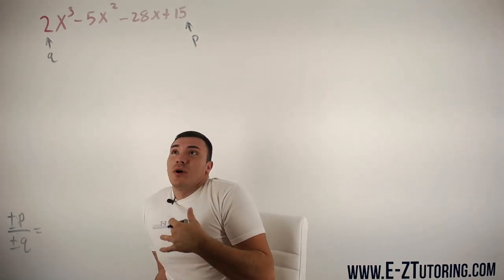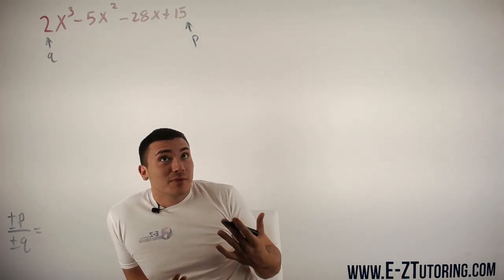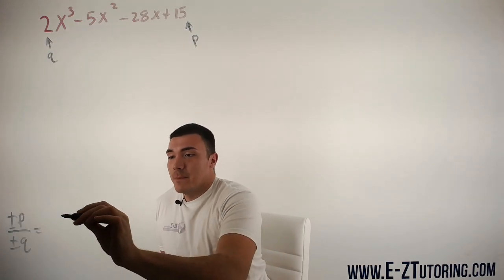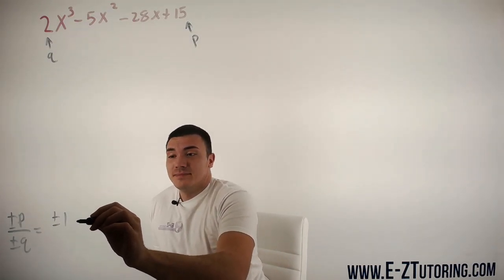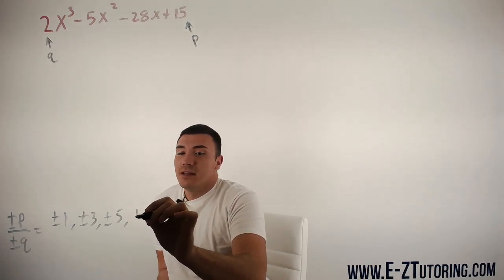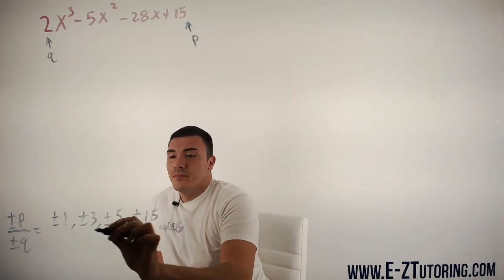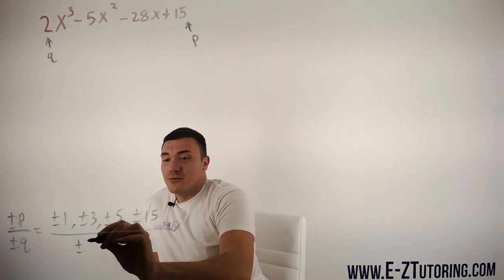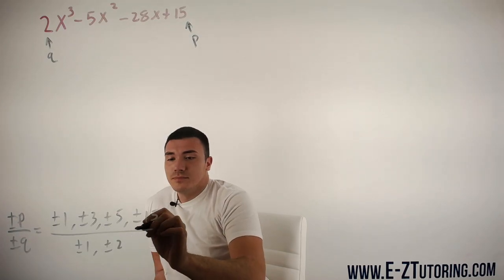For your P, you want to set up all of your possible factors of P. So what are all the possible factors of 15? We've got plus or minus 1, plus or minus 3, plus or minus 5, and plus or minus 15. Over Q. What are the possible factors of Q? Plus or minus 1 and plus or minus 2.